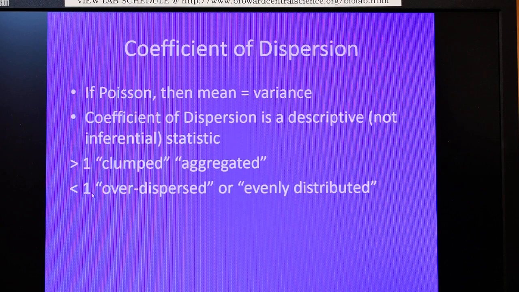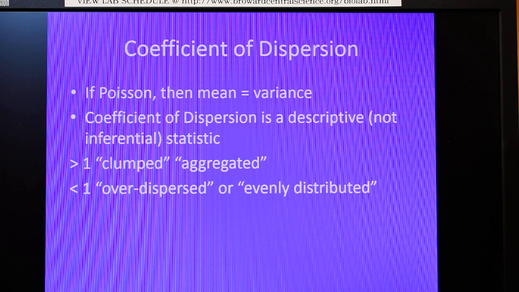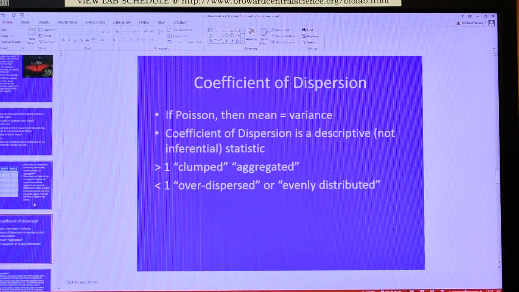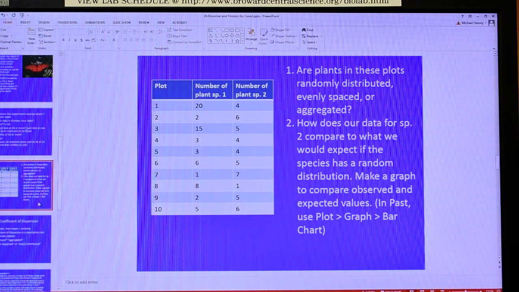On the other hand, they can be overly dispersed when the ratio, or the coefficient of dispersion, is less than 1. People describe that as over-dispersed or evenly distributed. That happens in plants when certain species secrete chemicals that keep competitors from growing near them. Both of these phenomena are very common in biology, and that's why we're spending time talking about how to analyze this type of data.